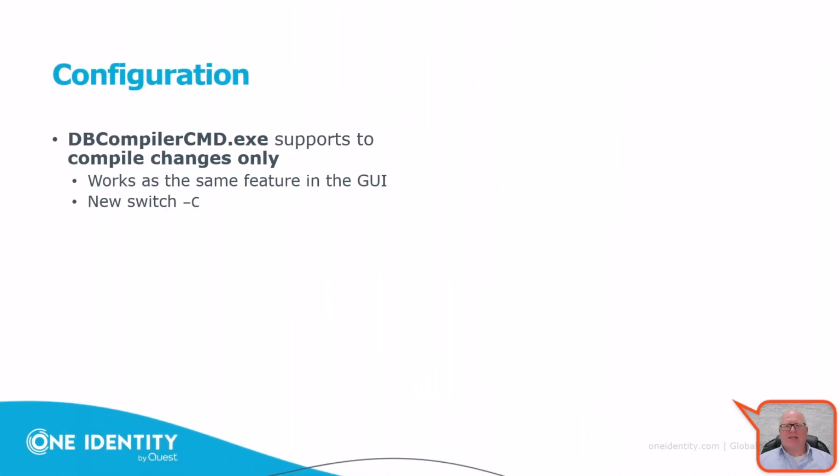Let's have a look at least at the configuration of the DBCompiler cmd.exe. I'm talking about the database compiler, and I'm not talking about the database compiler GUI. I'm talking about the command line option of this specific thing. In the past, it was not possible to compile only changes with that specific exe file. This is now possible. There's a new switch -c implemented that can be used for that.